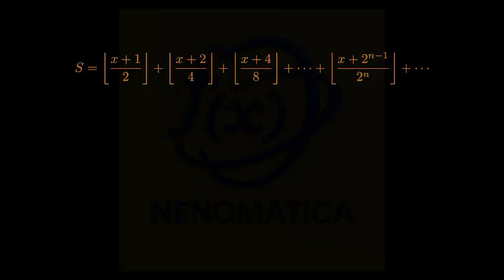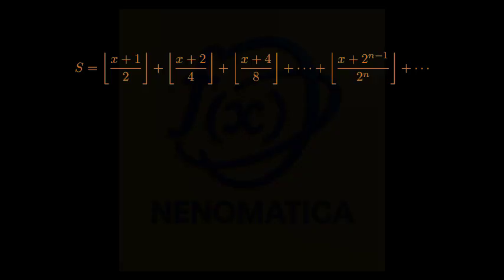We will compute the sum S, defined by floor of x plus 1 over 2, plus floor of x plus 2 over 4, plus floor of x plus 4 over 8, and so on. We'll build the intuition, prove a clean identity, and finish with a simple case distinction for the final answer.